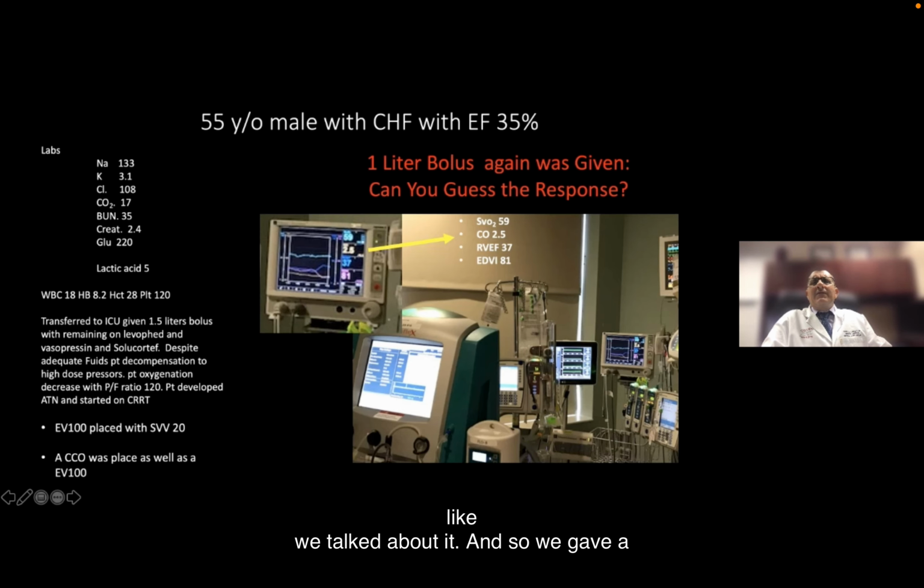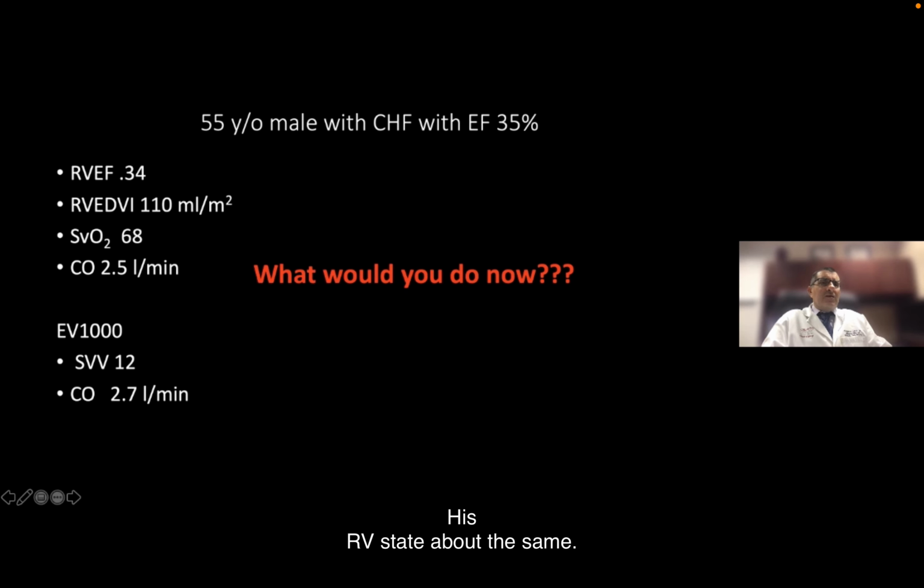And so we gave a fluid bolus, even though that chest x-ray looked horrible. His RVEF stayed about the same. His EDVI went up, and his SvO2 went up from 59 to 68. So it was just right there, but his cardiac output was still low. If you look, that SVV went down to 12 from 20, and his cardiac output still stayed low. It was like 2 off on the FloTrac compared to the CCO.